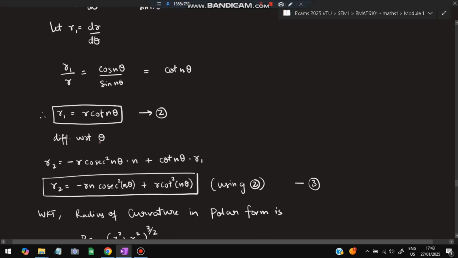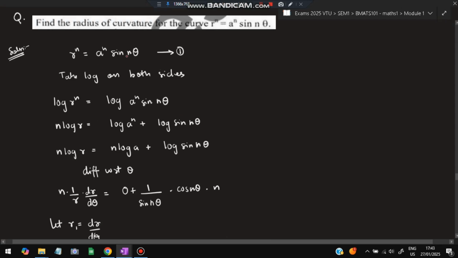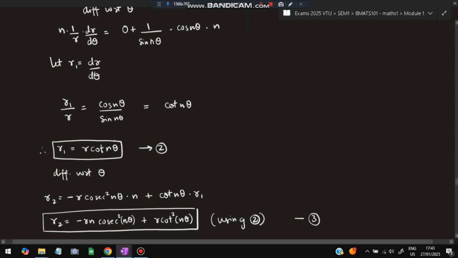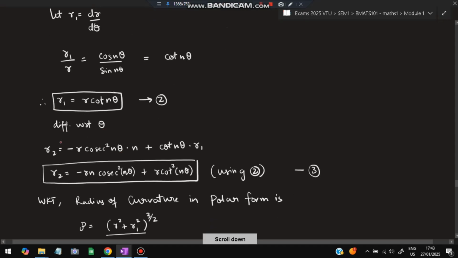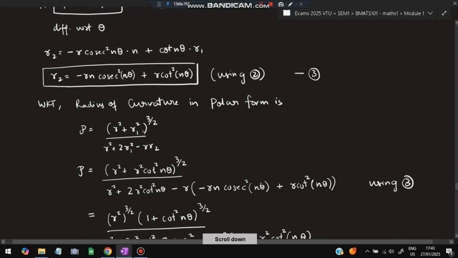After that we'll be differentiating with respect to theta. So again from the starting, what we did: first we took this formula, took log on both the sides, differentiated with respect to theta, and wrote it in the form of r1. After that, the second step is to find r2, right? So we'll differentiate r1 with respect to theta, and we'll get the r2 value. And then we'll simplify and write the formula, like previously how we wrote the formula, 1 plus y1 square power 3 by 2 divided by y2.